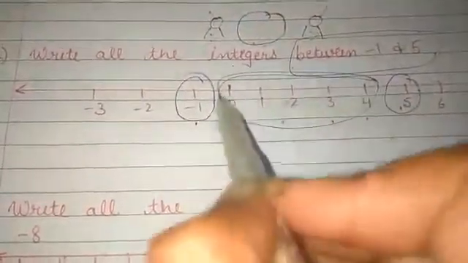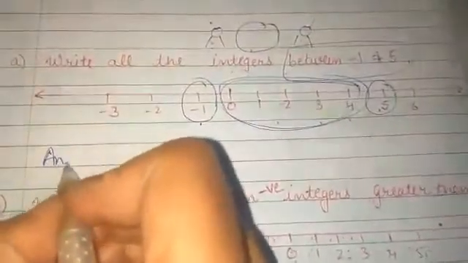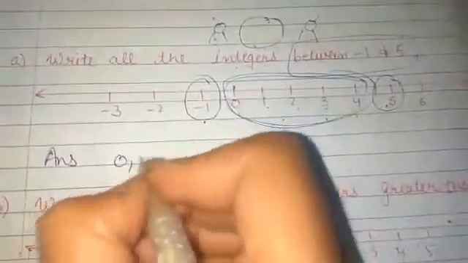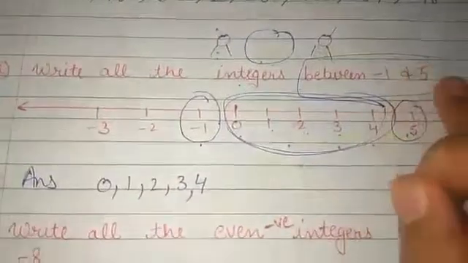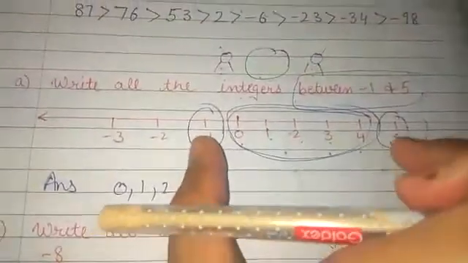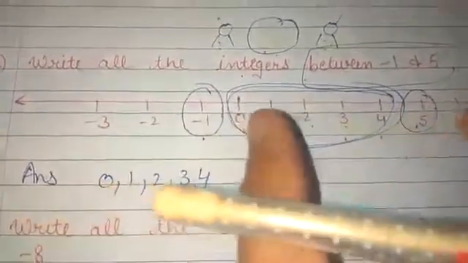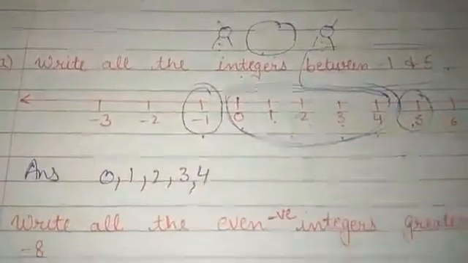So who is sitting there? Only these integers are sitting in between -1 and 5. So what is the answer? 0, 1, 2, 3, 4. So that is our answer. Write all the integers between -1 and 5. Here it is -1, here it is 5. So who is sitting in between -1 and 5? 0, 1, 2, 3, 4 are sitting.